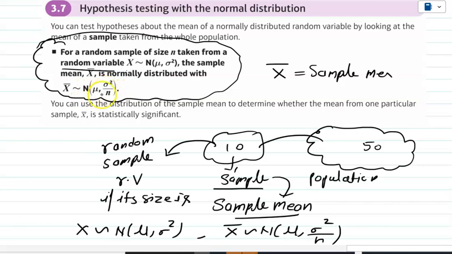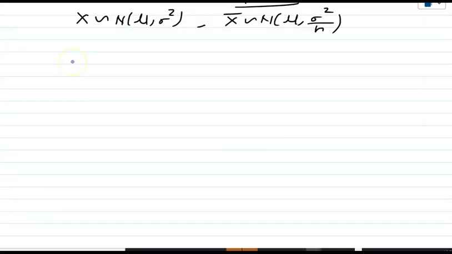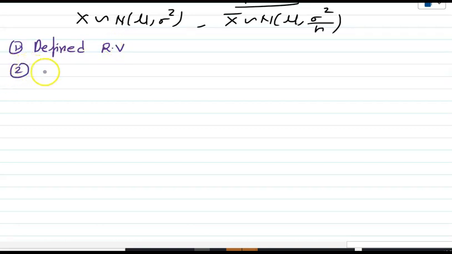by n. There are 6 steps which we need to follow for this topic, and I'm going over all the steps one by one. Step 1 is to define the random variable, RV. The second step is to define the distribution for x.